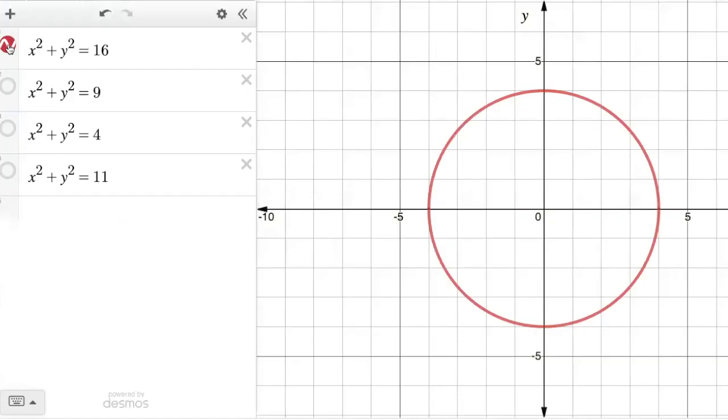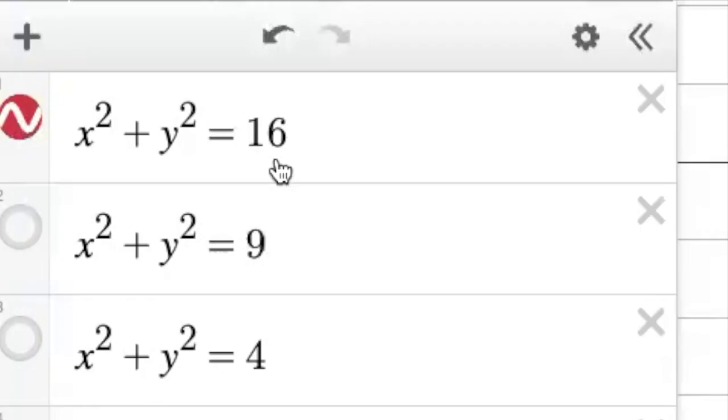Now let's go back to the circle. You can see the equation that I've typed in to generate this graph on the left. This is the general form for a basic circle. The left side of the equation will always look like x squared plus y squared, and on the right-hand side you can have different numbers.